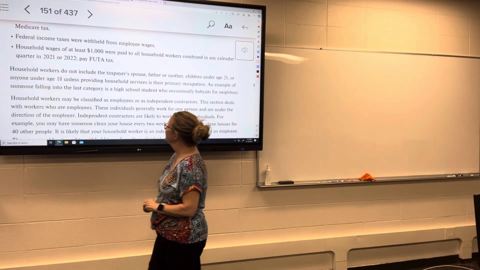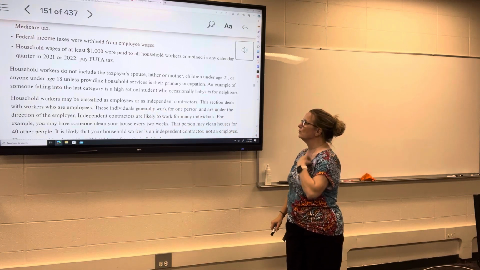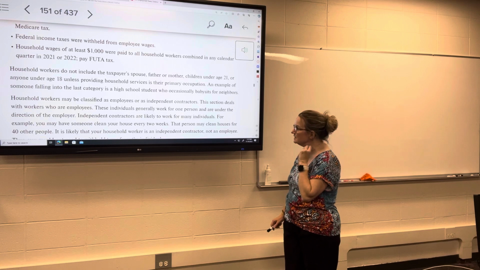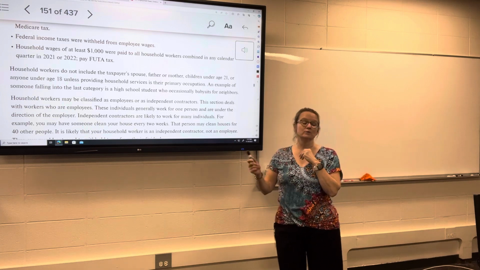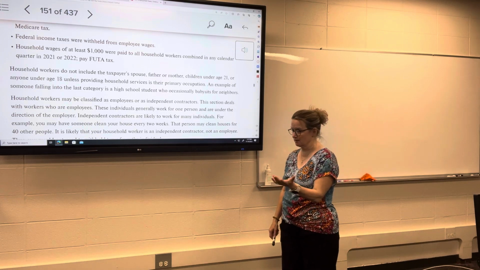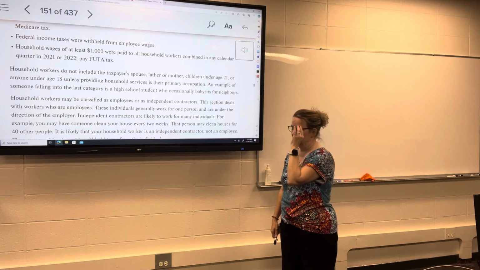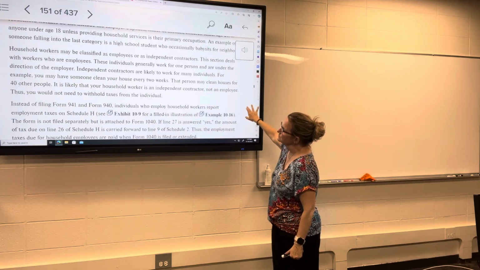Household workers do not include the taxpayer's spouse, father, or mother, children under the age of 21, or anyone under age 18, unless providing household services is their primary occupation. So it would exclude like high schoolers who are nannies for the summer, that sort of thing, right? Or babysitters during the year.